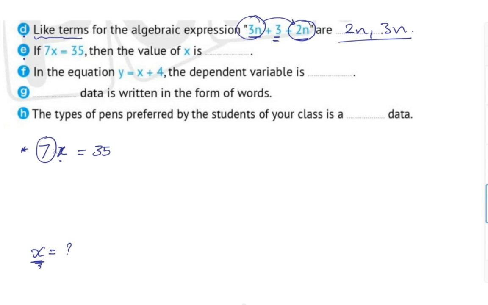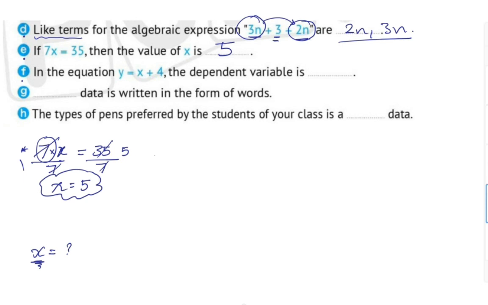Now I know that 7x means 7 by x. To find x, I will divide both sides by 7. Why? Because 7 over 7 equals 1, and 35 over 7 equals 5. Now x equals what? x equals 5.